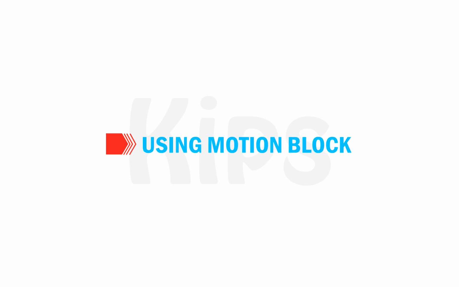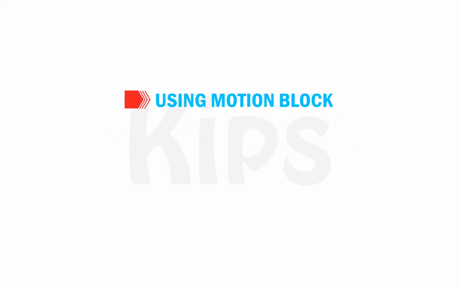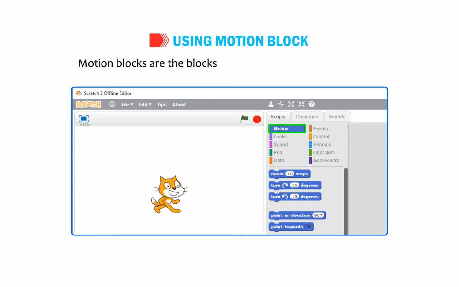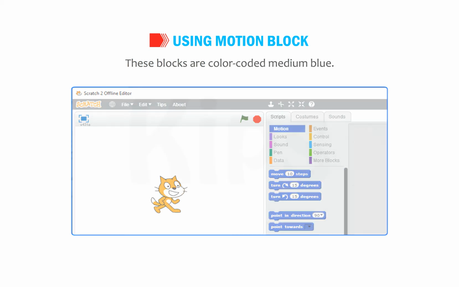Let me explain how to use motion blocks. Motion blocks are the blocks that control a sprite's movement. These blocks are color-coded medium blue.